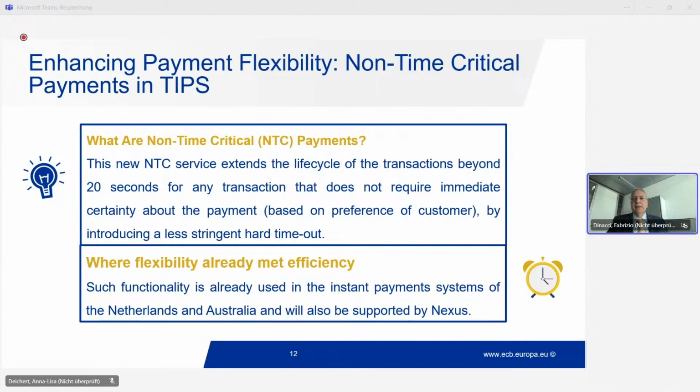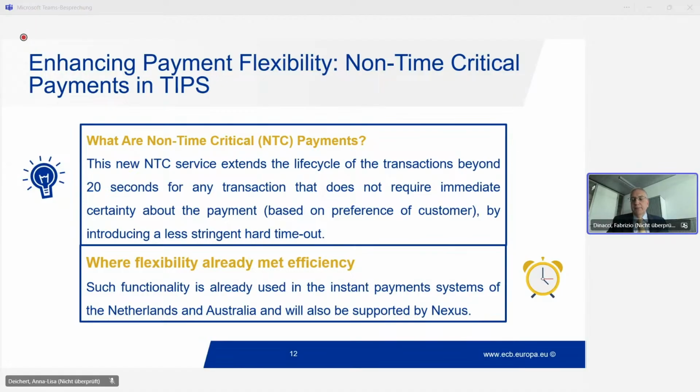So we know that there are very stringent timeouts for instant payments, and that is something that will become even more stringent after the next version of the rulebook in October. And that is extending the life cycle for transactions that do not require an immediate settlement of the payment. So this, in a way, is where flexibility meets efficiency.